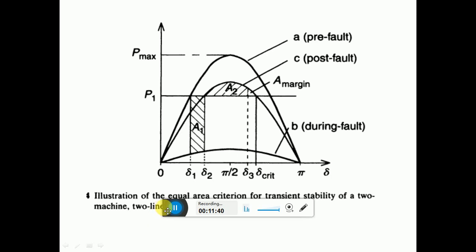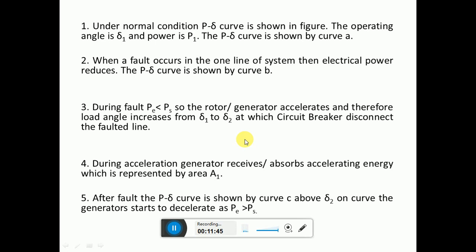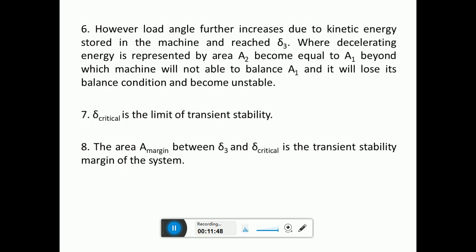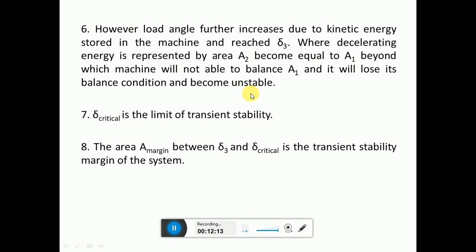So this is the application of the equal area criterion during fault condition, and here everything is written. Please go through it. If you have any doubt, you can ask me. And see here, delta critical is the limit of transient stability, because after which it's not possible for the machine to get the stable condition. And A margin is the area between delta 3 and delta critical. If you see here, delta 3 and delta critical, this area represents the A margin. This is the transient stability margin or transient stability limit of the system.